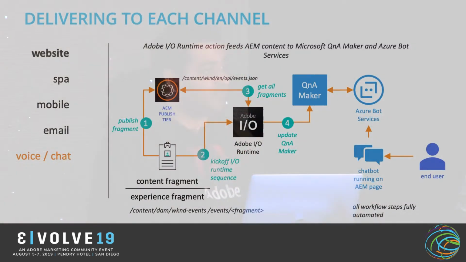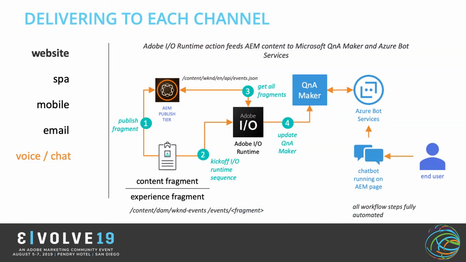With voice and chat, both are very similar, except for how the end user interacts with the content. So the first piece is always publish a fragment to the published tier. I make my call to I/O Runtime. Runtime goes into the published tier, gives me all the event information in JSON, pulls that in, and what it's doing is dynamically creating questions and answers in Microsoft Q&A Maker.